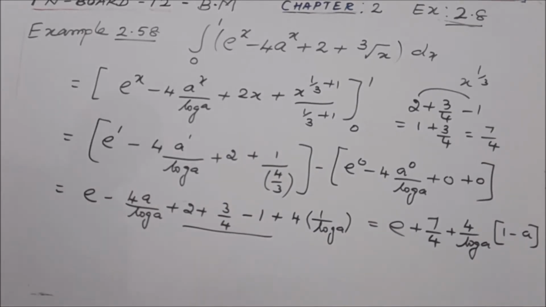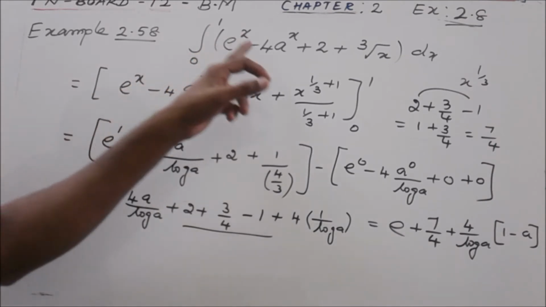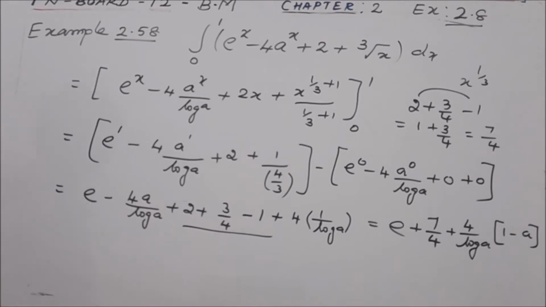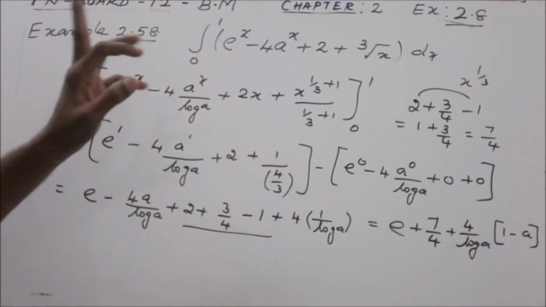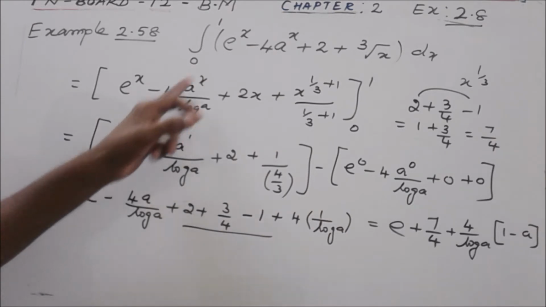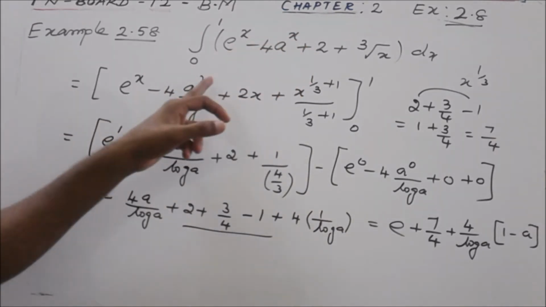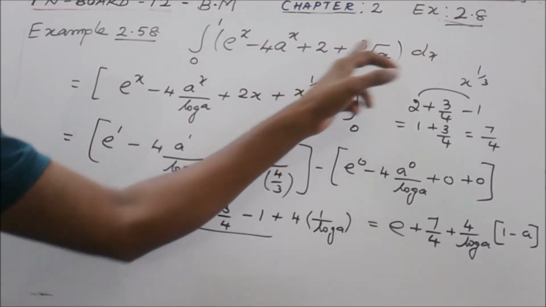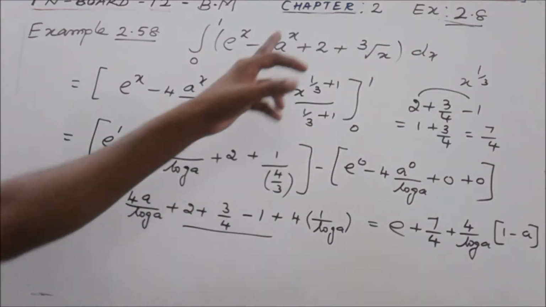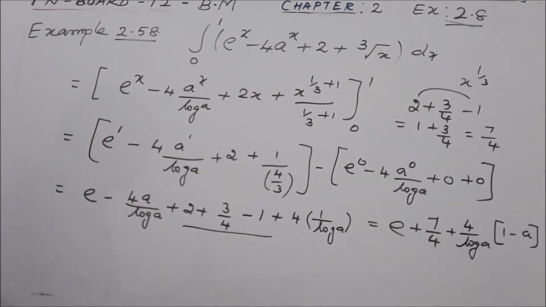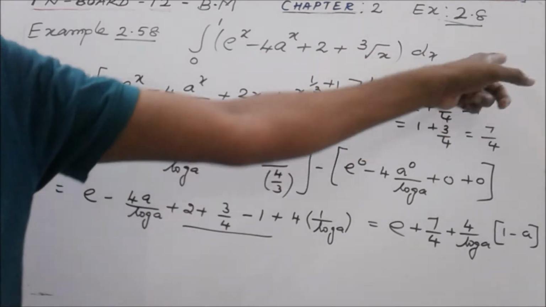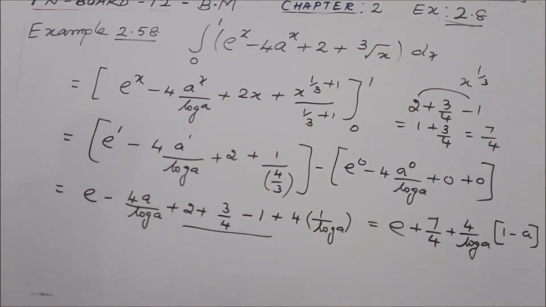Once again I am explaining here. The integral from 0 to 1 of e power x minus 4 a power x plus 2 plus cube root of x dx is given. The integral of e power x is e power x, minus 4 constant, then the function a power x is integrated by the formula a power x by log a. Every constant dx means x will be multiplied, because 2 into the integral of dx becomes x, so it is 2x. This is a cube root of x, that is x power 1 by 3. By using the x power n formula, x power n plus 1 by n plus 1.